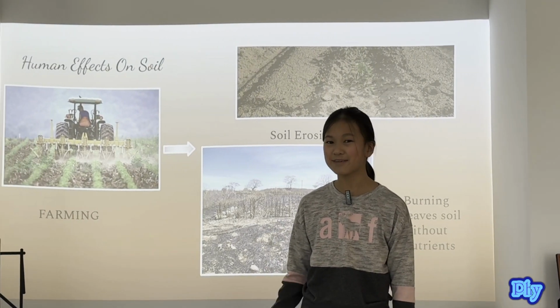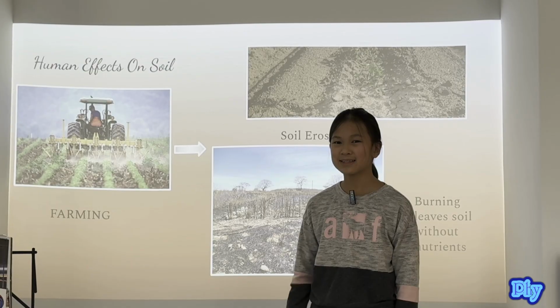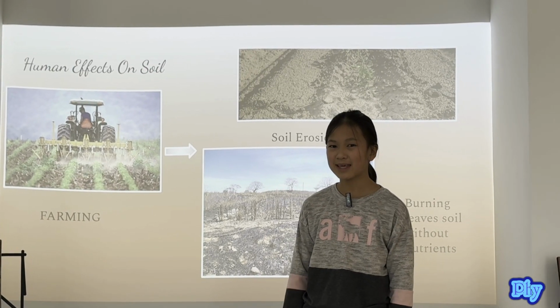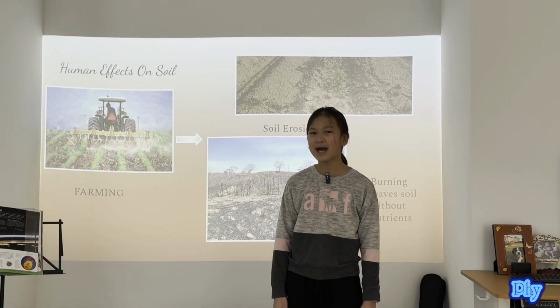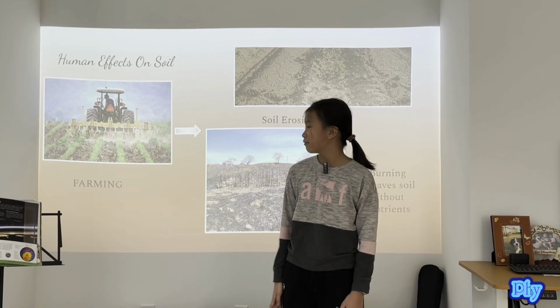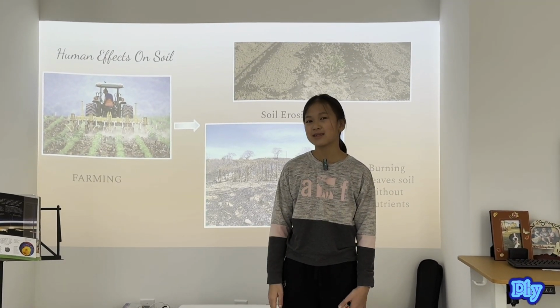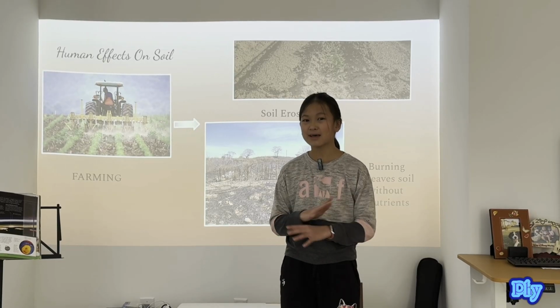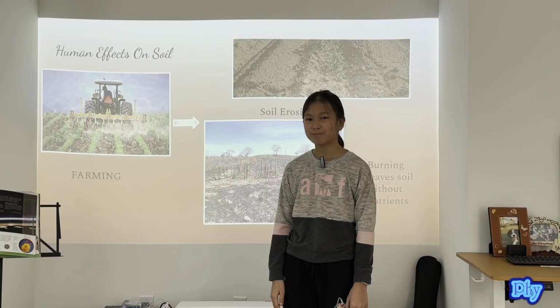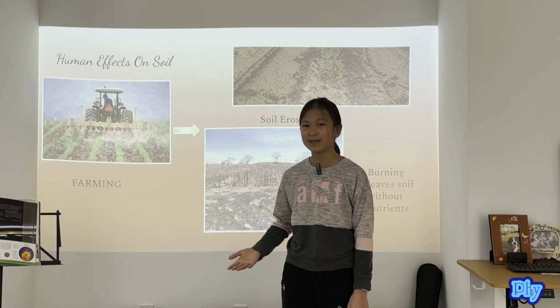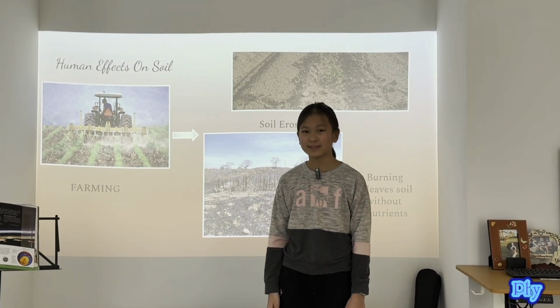Also, there are human effects on soil. We have done stuff to soil to make it worse and worse over the years. One of the main causes is farming. When people farm, they take up a lot of soil and harm our atmosphere. As I said earlier, a lot of life lives in soil.